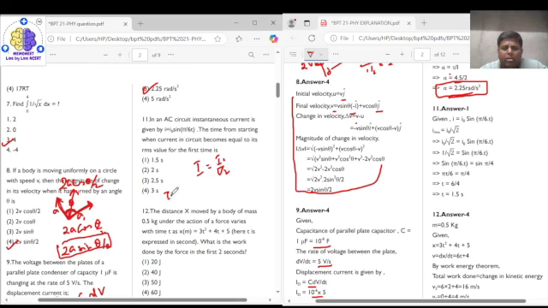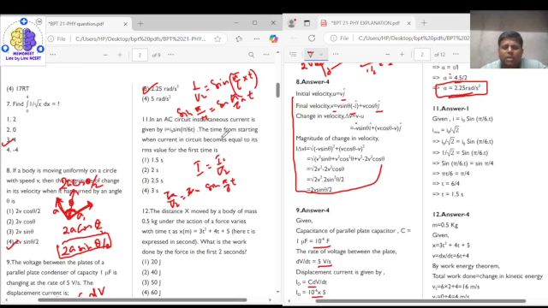So I naught upon root 2 is equal to I naught into sine pi by 6 into t. So I naught and I naught cancel out. What we have is 1 by root 2 is equal to sine pi by 6 into t. This is what we are having. So from here we can say sine pi by 4 is equal to sine pi by 6 into t.